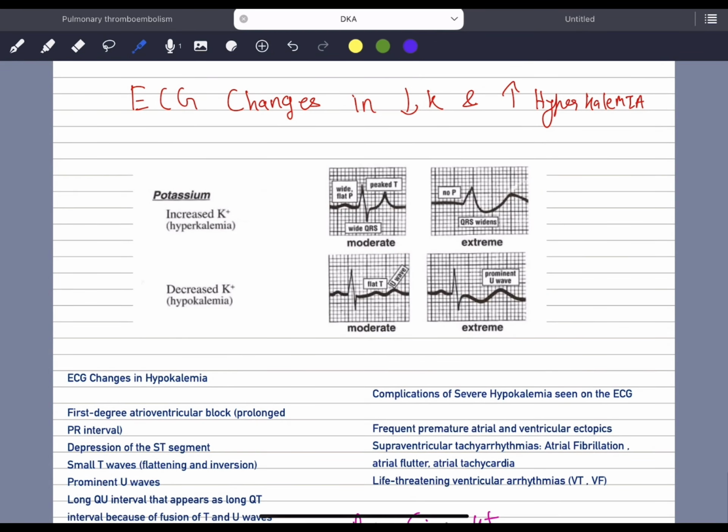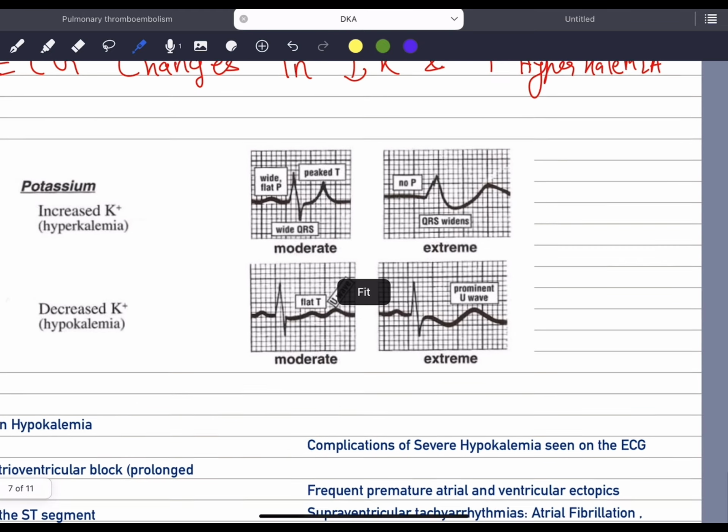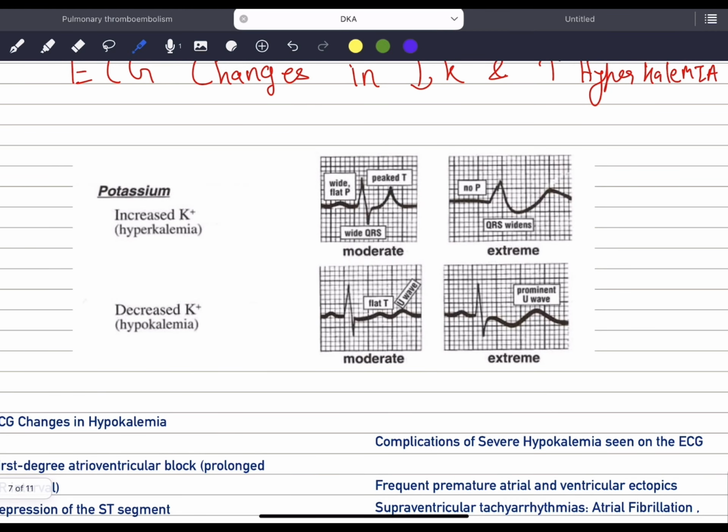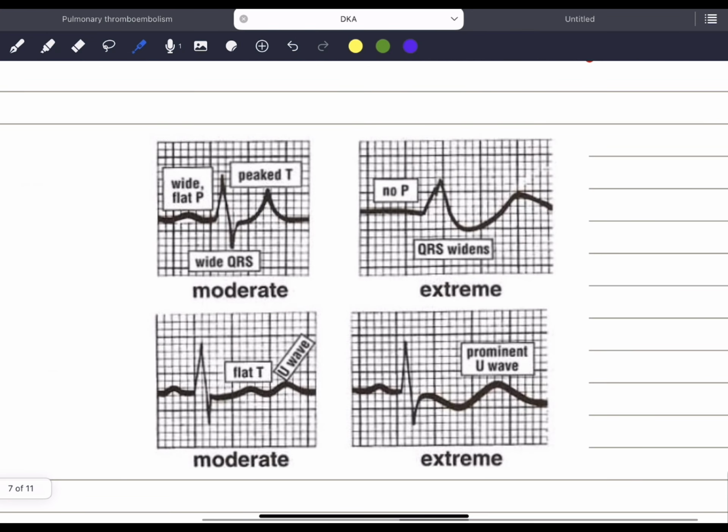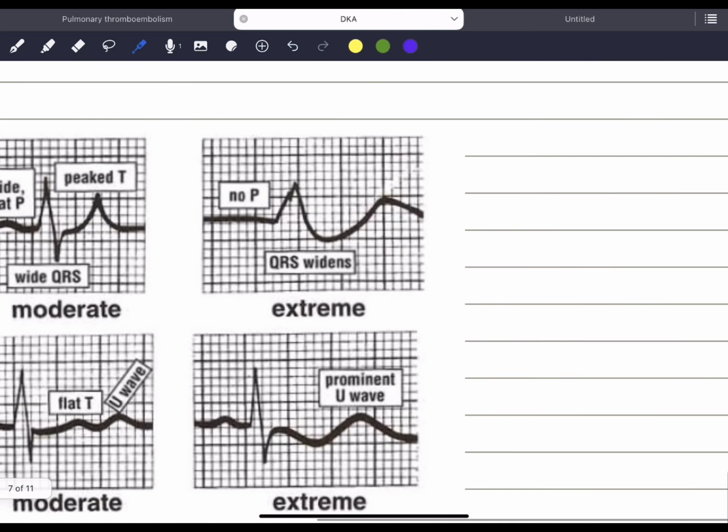So moving forward to the ECG changes in potassium levels, because in a DKA patient you need to do an ECG. If there is a patient with hyperkalemia, you will see in moderate cases a wide, flat P wave, a widened QRS, and tall tented peaked T wave, right? In extreme cases, there is no P wave and there is inversion of T wave, which can lead to sine wave pattern in further hyperkalemia stages.